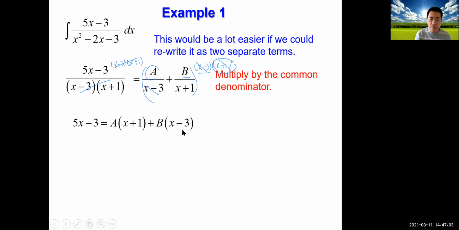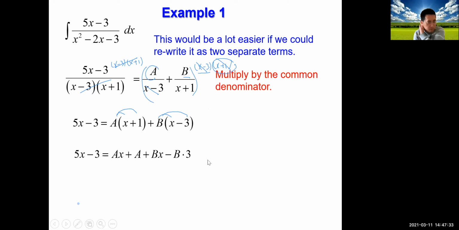Now from here, I can distribute the a here, distribute b there. So you have ax plus a plus bx minus 3b. Right, so multiply it out.